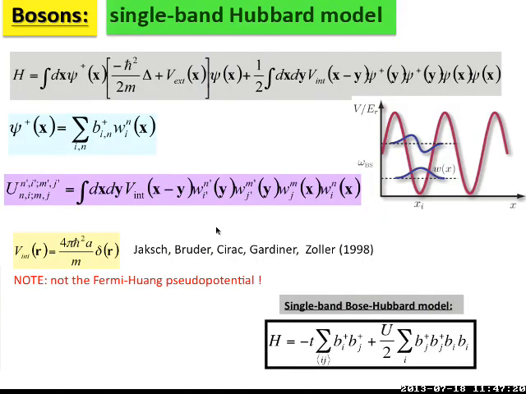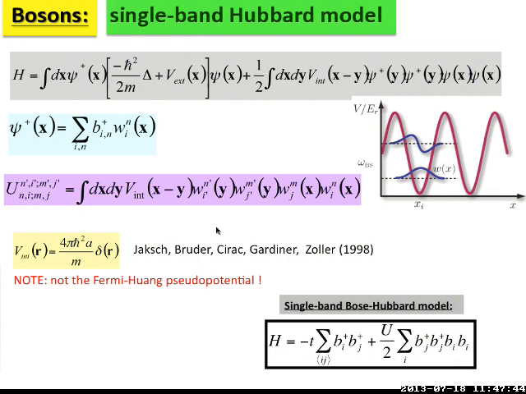I mentioned a minute ago that the minimal model to describe the system is the single-band Bose-Hubbard model. But how do you actually go from the physical system, which is in a continuum and has a periodic potential, to a single-band model defined on a discrete lattice? Here I will be very brief, but I just want to give you the idea.